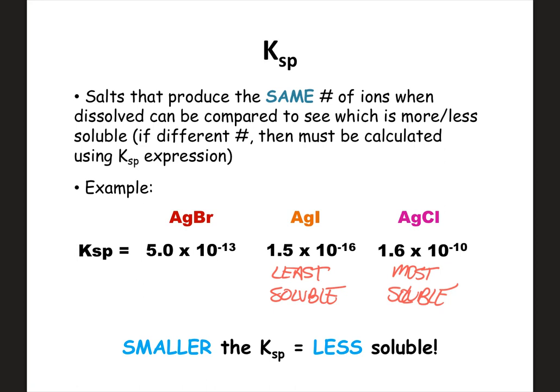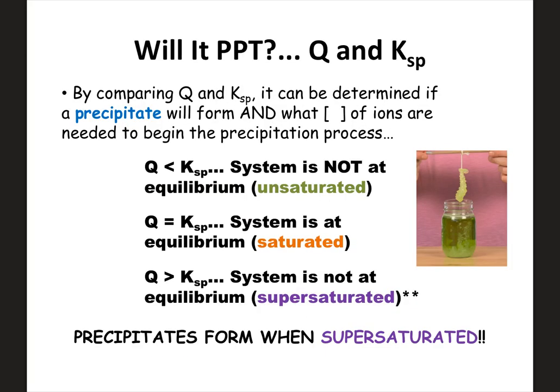So if the substances have the same number of ions when they're dissolved, you can just look at the Ksp values and make a comparison and see which is more or less soluble. Just remember, the lower the Ksp, the less soluble. Lower, less soluble. There's going to be more of those reactants, or more of the solid essentially, so less of it would dissolve. That's a big idea that you need to know.